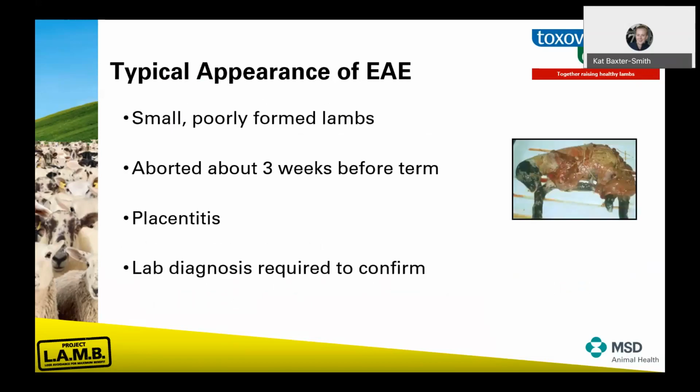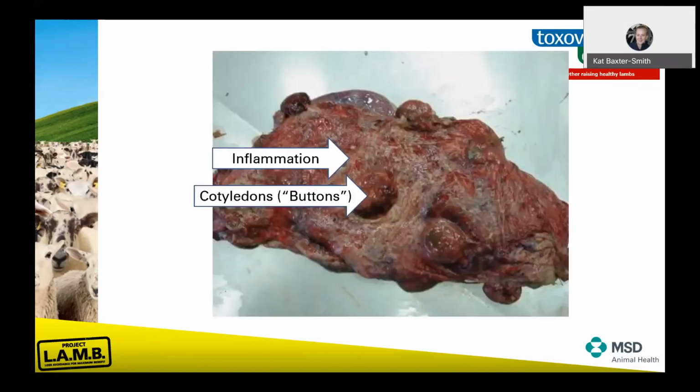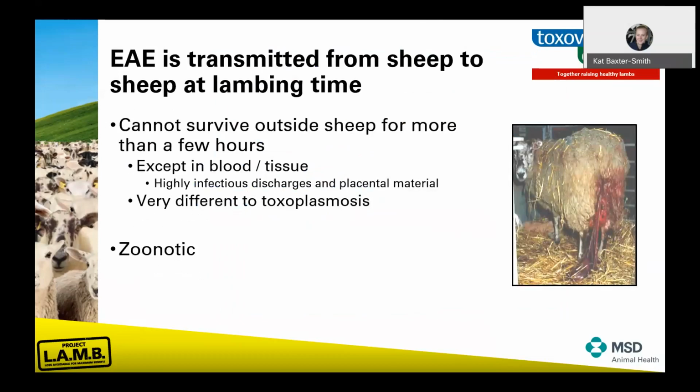And you get these small, poorly formed lambs aborted about 3 weeks before due term. The cause of abortion is this placentitis, but you can't tell that just from looking at it. You do need a lab diagnosis. You need to send in the placenta and the lamb. And you can see here the placentitis. The placenta is inflamed and swollen. But other diseases also cause placentitis.